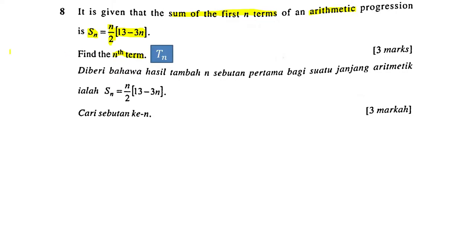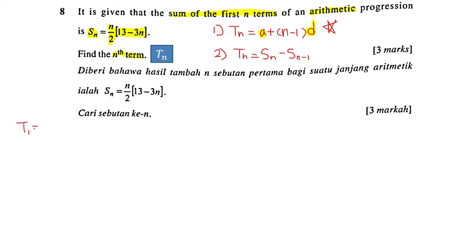We have learned about the formulas for Tn. The first formula is a plus (n minus 1)d. The second formula for us to find Tn is Sn minus Sn minus 1. For the first one, we need two pieces of information: one is a, one is d. So can somebody suggest how we're supposed to find the first term here?